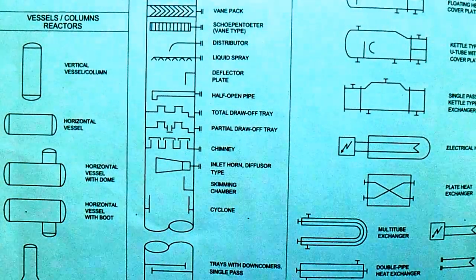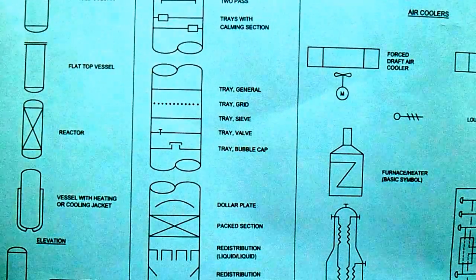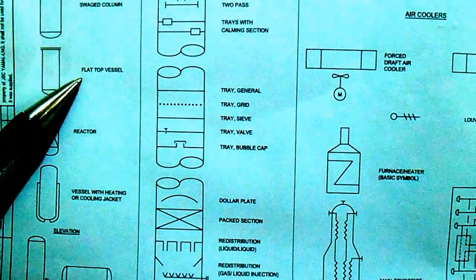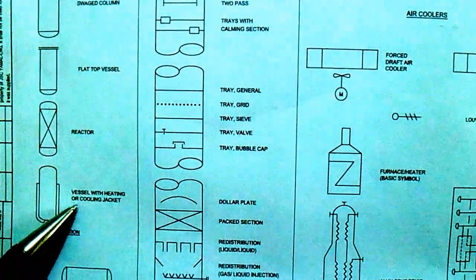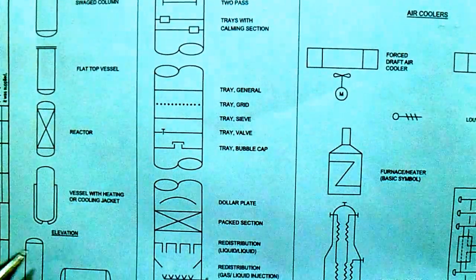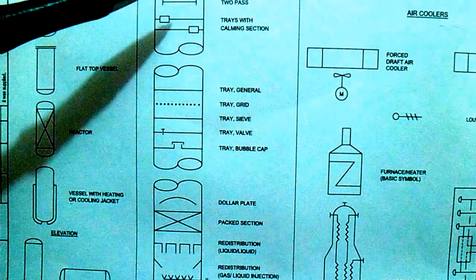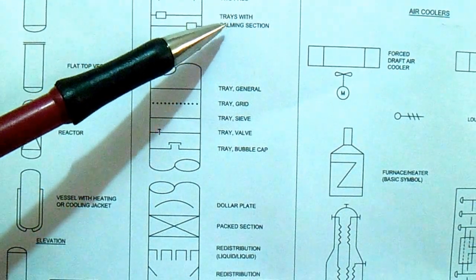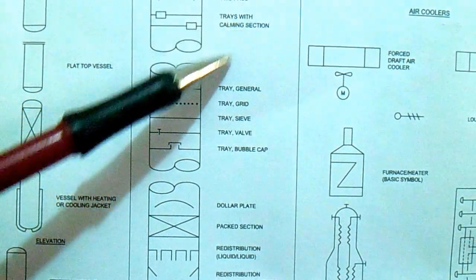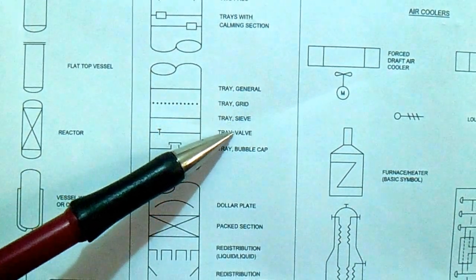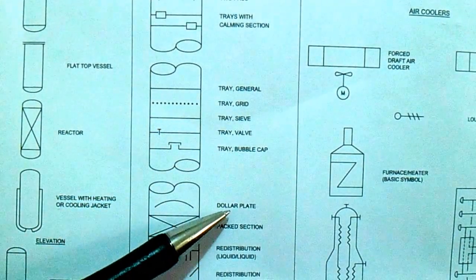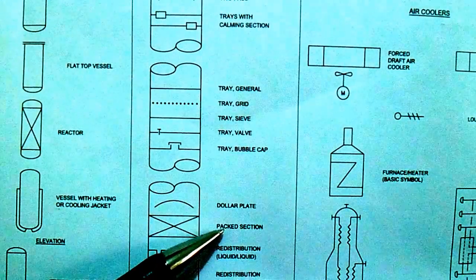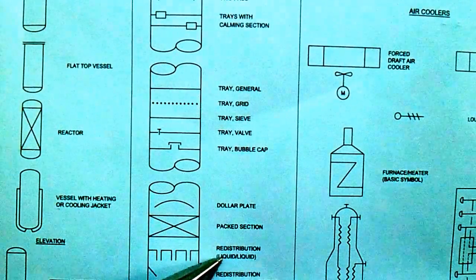Next is the continuation of vessel column. We have sphere column, flat top vessel reactor, and a vessel with heat jacketing or cooling. This is the continuation of internals: trays with downcomers two pass, tray with calming section, tray general, tray grid, tray sieve, tray valve, tray bubble cap, and this is a dual flow plate. We have a packed section and redistribution liquid.